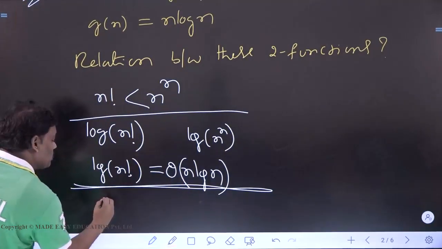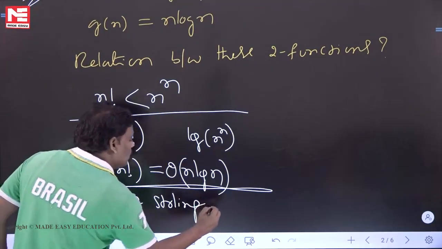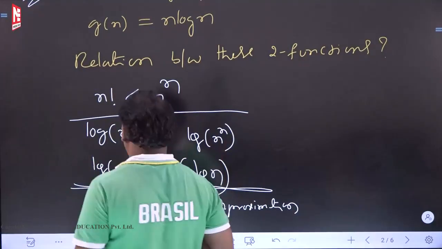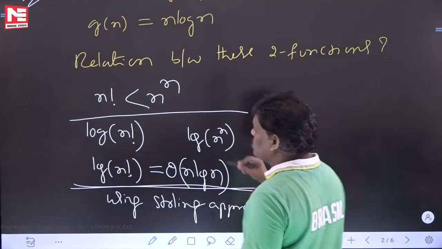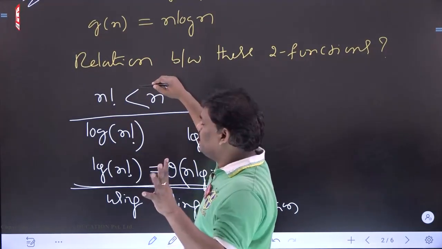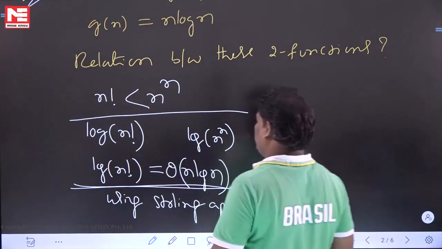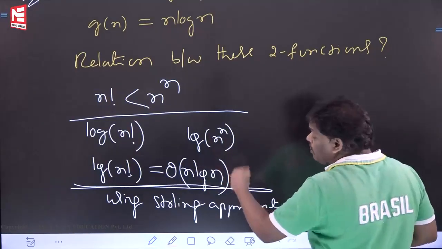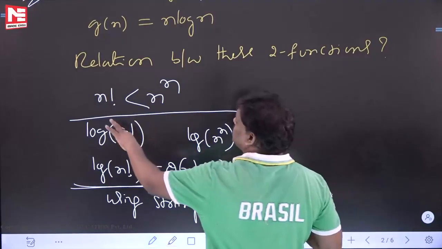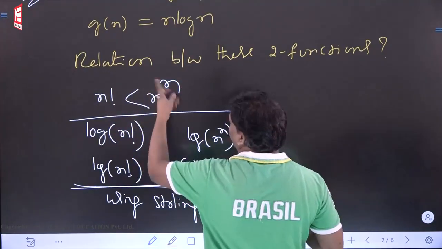Using Stirling approximation. Please find out what is the meaning of that. Using Stirling approximation, these two are equal. If there are two functions whose relation is less than, after applying log they both may be equal. Using Stirling approximation they may be equal, maybe not every time. You remember this: using Stirling approximation, log n factorial is theta of n log n.